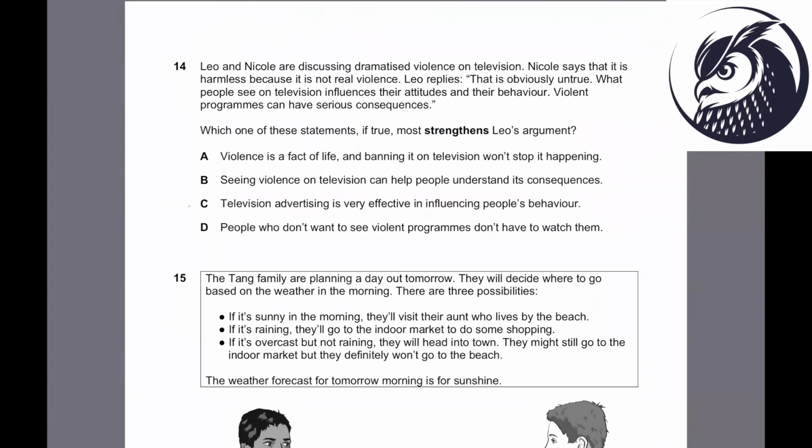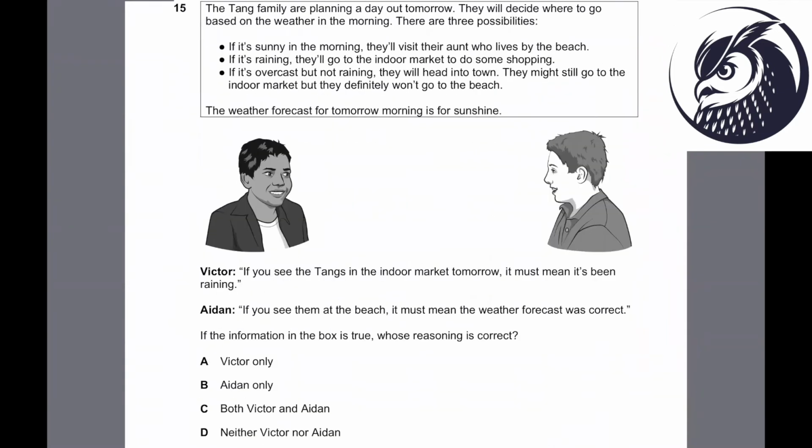Let's keep on going to question 15. Now, in question 15, we're given, again, one of those detecting reasoning error questions. So let's have a read through the scenario. It says the Tame family are planning a day out tomorrow. They will decide where to go based on the weather in the morning. There are 3 possibilities. If it's sunny, they'll visit their aunt who lives by the beach.